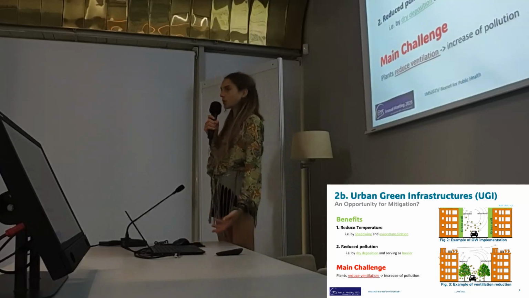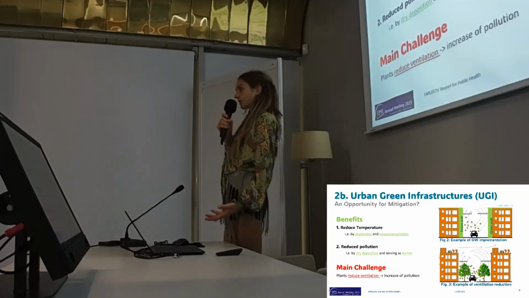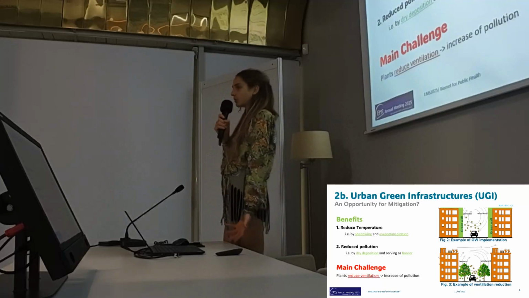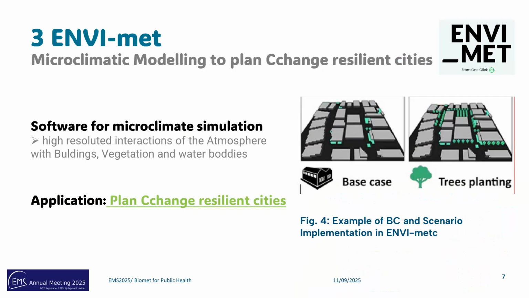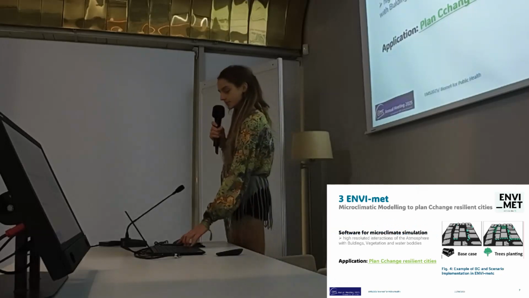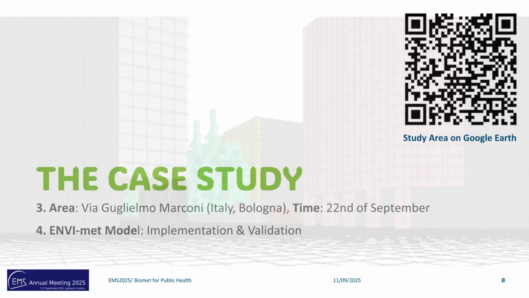And there is one opportunity to analyze that before implementing the green infrastructure, which is by modeling. I guess we're all meteorologists, so we know about modeling. And there's one model which is called ENVI-met, which I used for my thesis. It's a microclimatic model to plan climate resilient cities, and it's often used by city planners as well. It includes an atmospheric model and is coupled to a building, a vegetation, and a water body model. That's just a quick warm-up and overview. And now I want to continue with my case study.